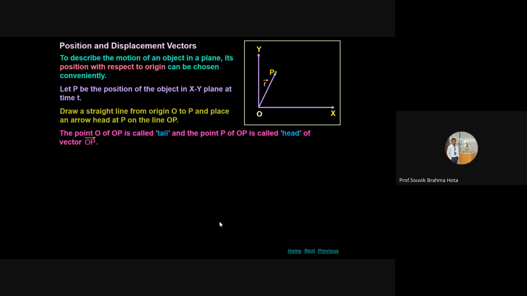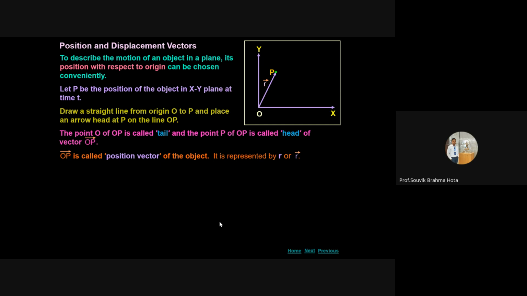Now this point O of this OP is known as the tail of the vector, whereas the point P of the OP is the head of the vector OP. So tail is O and the arrowhead is the head. So OP is called the position vector.